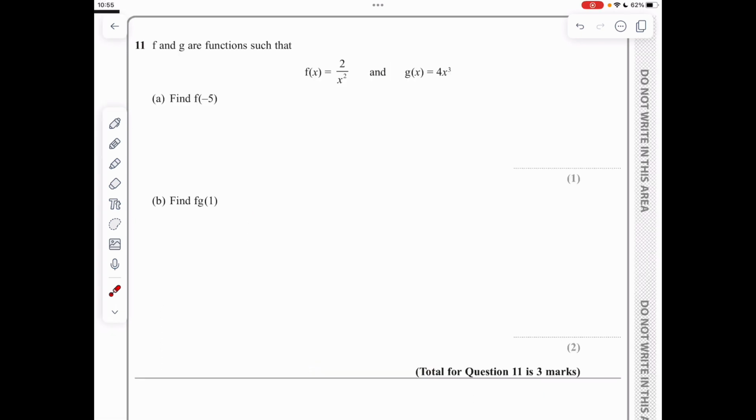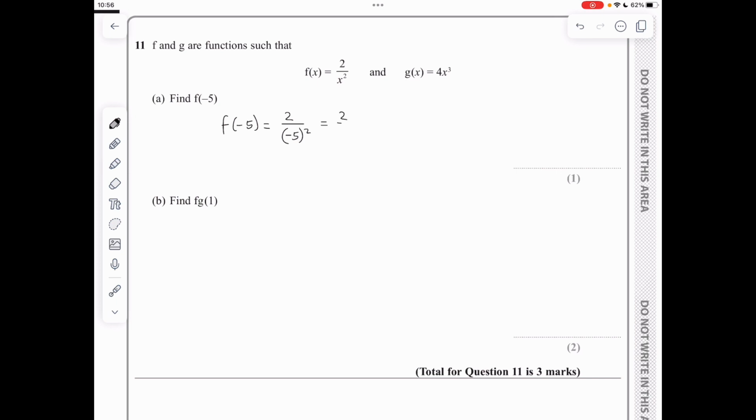In 11, we're given the functions f of x and g of x, and we are asked to work out f of -5. So f of -5 simply means substitute x with the value of -5. Be careful with the brackets, it's -5 all squared.